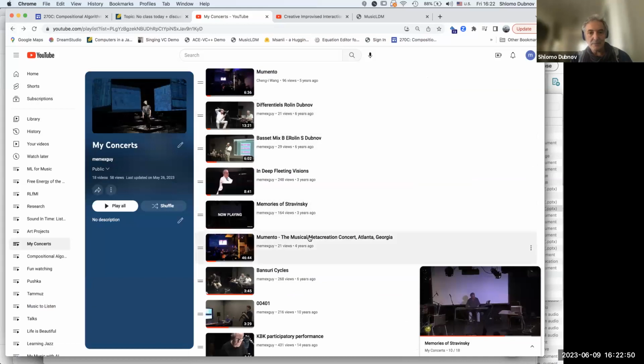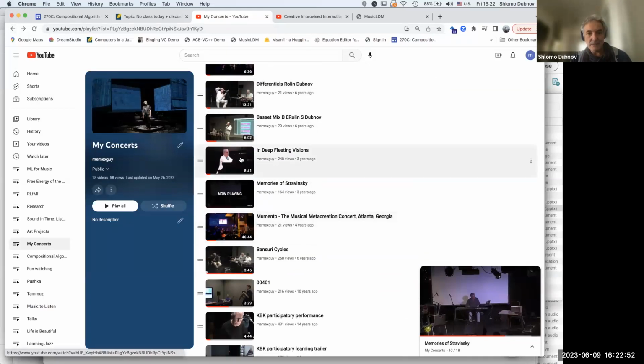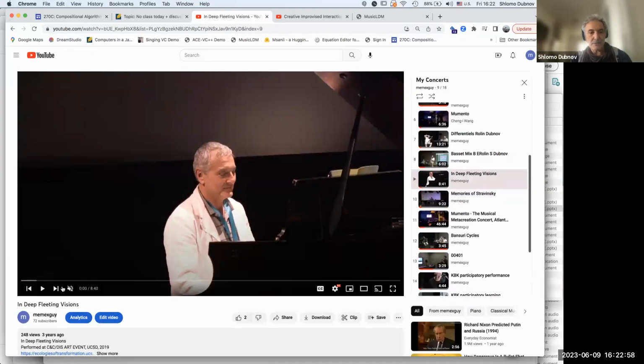What else? Maybe another example, which is a different way of composing. This was a pre-composed piece, so everything was eventually notated. And this one was using neural networks. So it's a kind of style transfer.